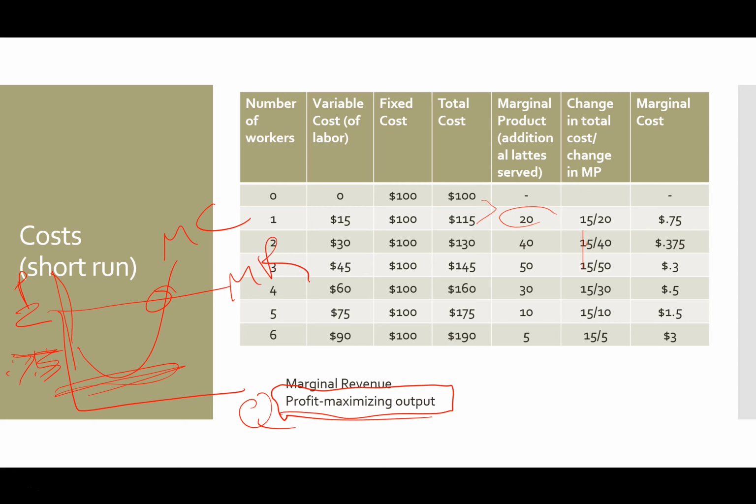So in this case, you can see that at $2 per latte, this sixth worker is not going to be worth it because their lattes are $3. So you would want to stop hiring workers after this fifth worker to get as close as we can here to profit maximizing output.